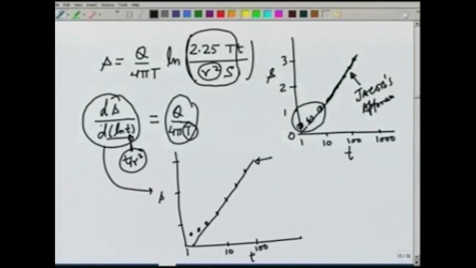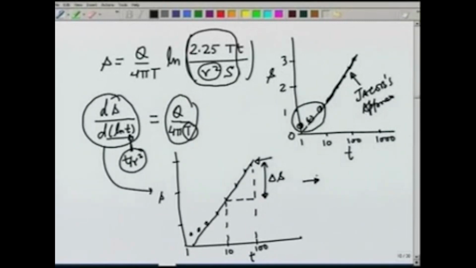In order to find out the slope, what we can do is take one log cycle of t and find out the change in drawdown in one log cycle of t. That will give us the slope of S versus log t on base 10, and then we can convert it into natural log, and we get the equation for estimating T.